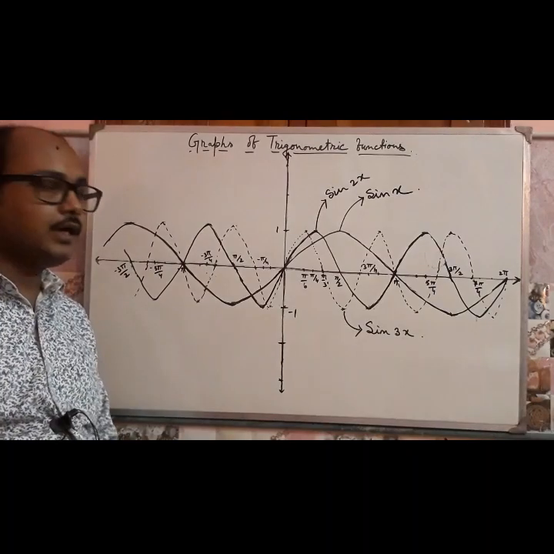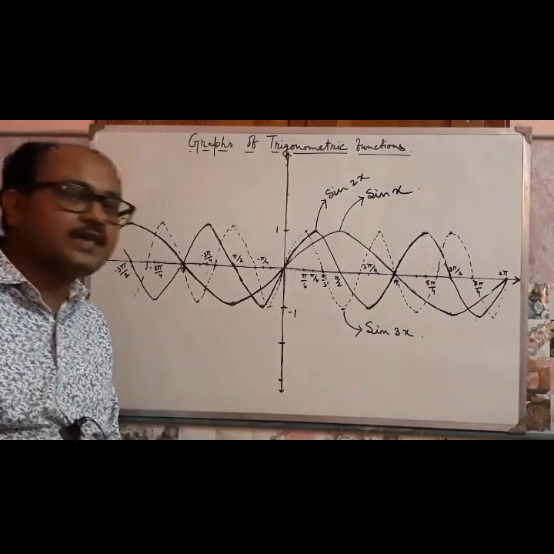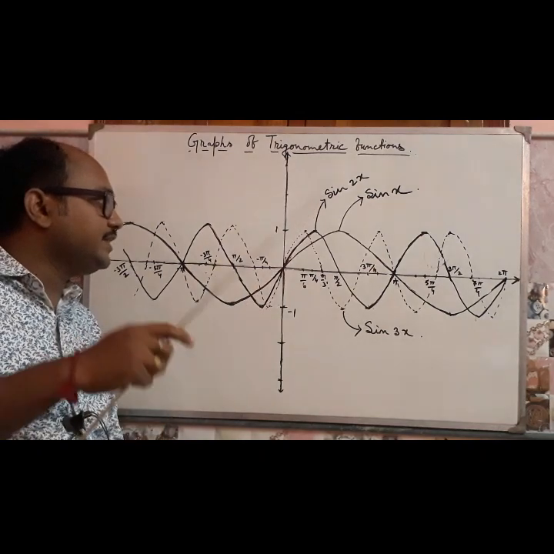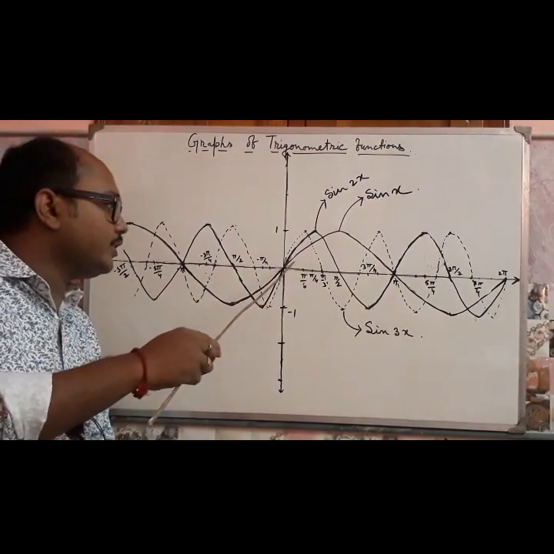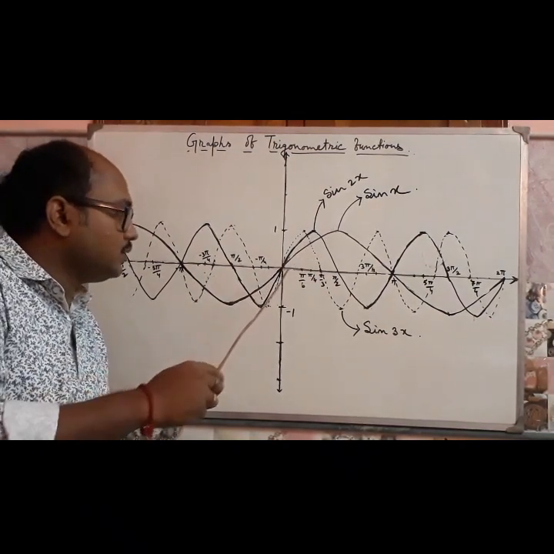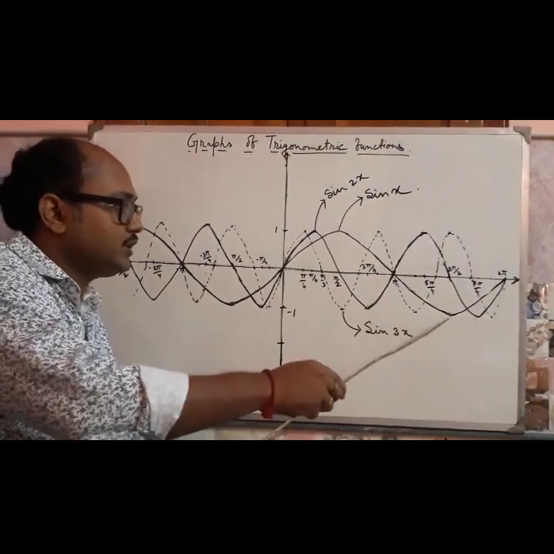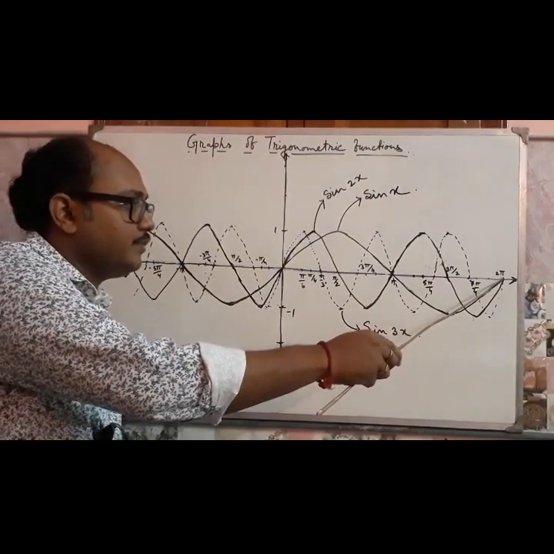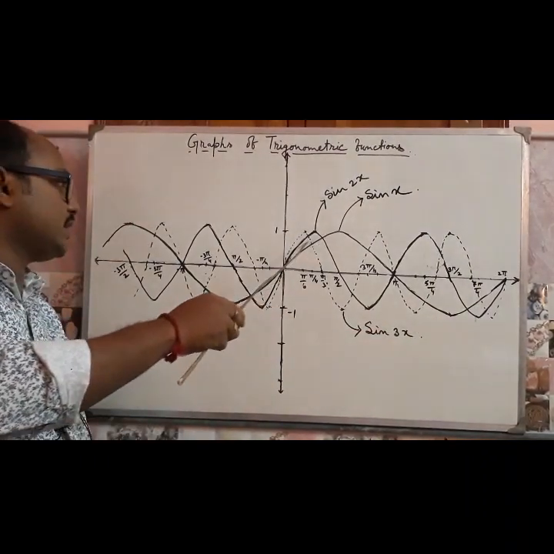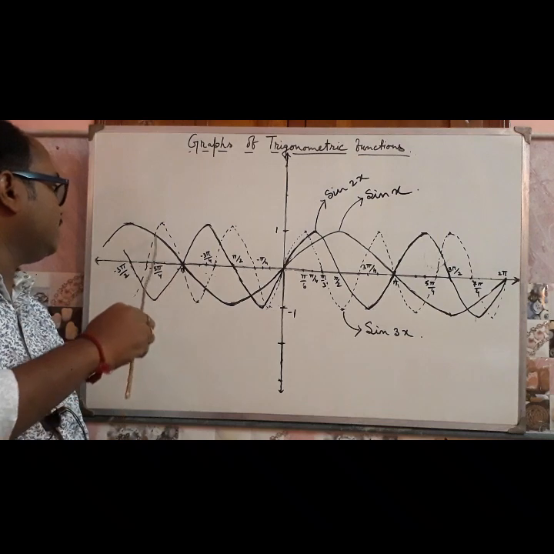We shall see the graph of sin x, sin 2x and sin 3x. Sin x we already saw: sin 0 is 0, sin pi by 2 is 1, sin pi again 0, sin 3 pi by 2 is minus 1, sin 2 pi is 0. This is the graph of sin x, you see.